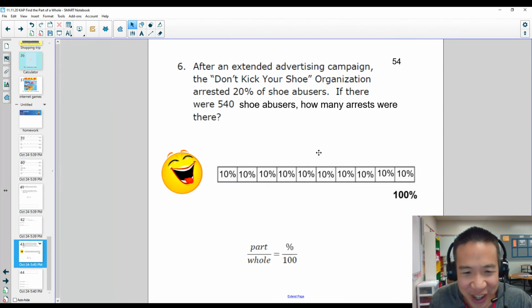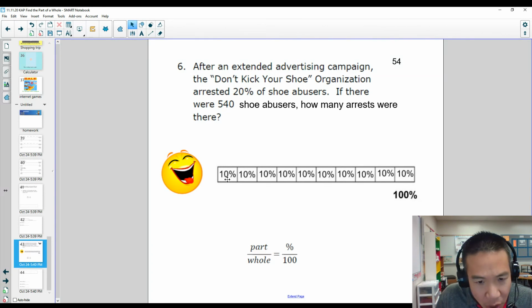So let's figure it out. I drew a percent bar. This whole entire percent bar represents 100%. But notice how I broke down the percent bar into 10 equal parts. What percent did I put in each equal part? 10%, because 100 divided into 10 groups is 10%.